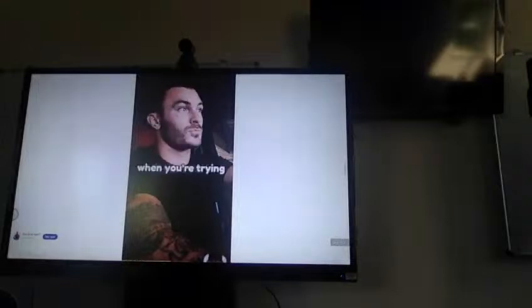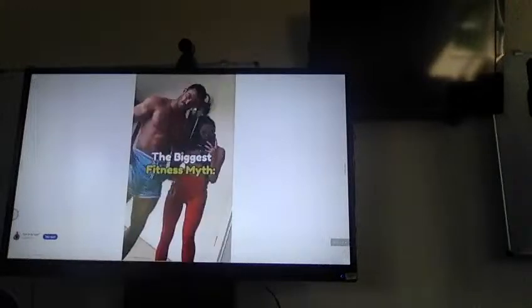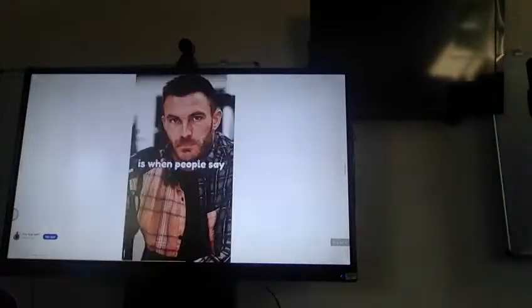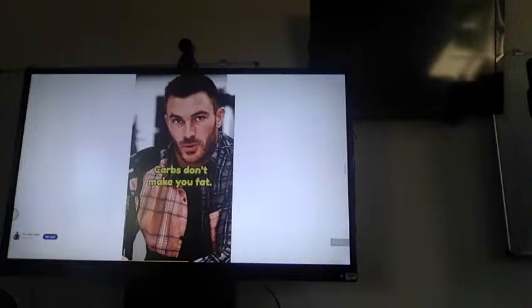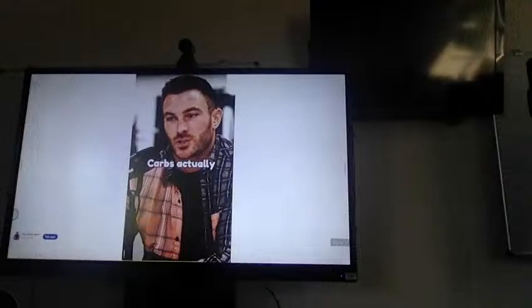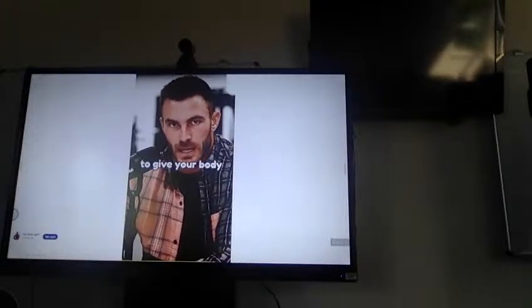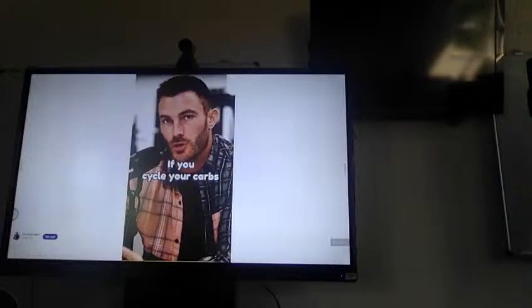You want to know why running on the treadmill 7 days a week doesn't work when you're trying to lose weight? Because aside from the cortisol buildup and inflammation, it's also not sustainable. And one of the biggest fitness myths is when people say carbs make you fat. Carbs don't make you fat. I'm a big donut guy. All these foods are the best shape of my life. Carbs actually regulate your metabolism. Carbs are one of the best ways to give your body and your muscles energy. You cycle your carbs properly.